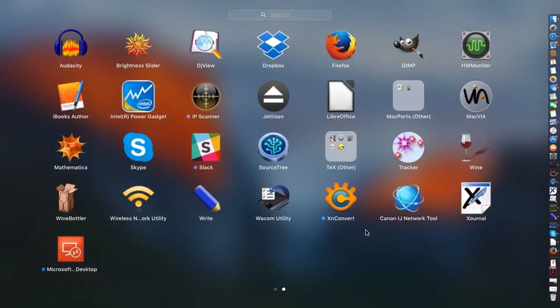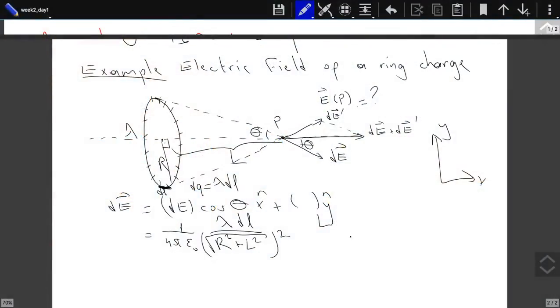Because even if I consider a segment on this side, its charge will be the same, lambda dl. This is just a constant. Its distance from this point is the same. L is the same for this point. So nothing would change for the horizontal component. The vertical component would of course be different, but we don't need to worry about it because they will all cancel eventually.